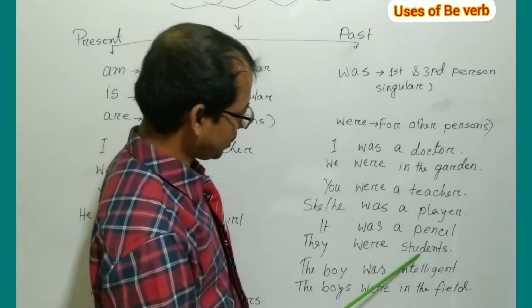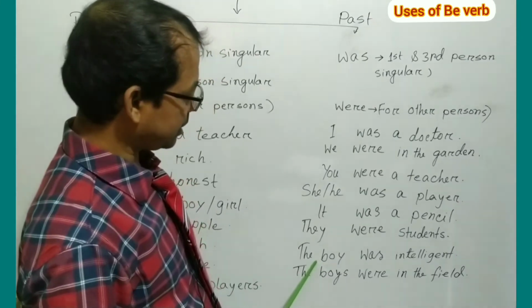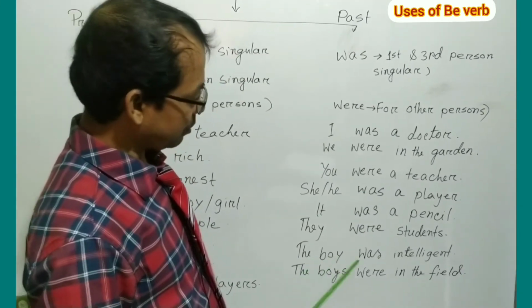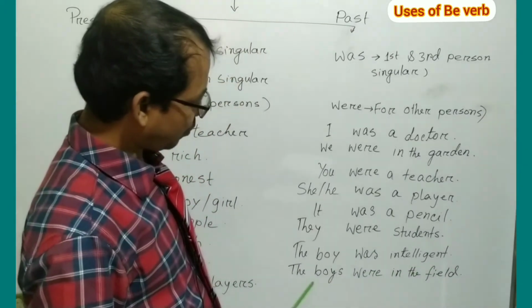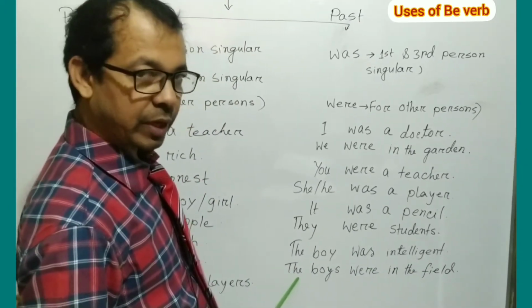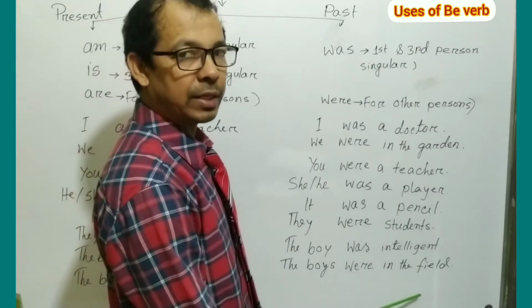They were students. The boy, third person, singular number. So what verb will be used? Was. The boy was intelligent. The boys, as third person plural, so were will be used. The boys were in the field.